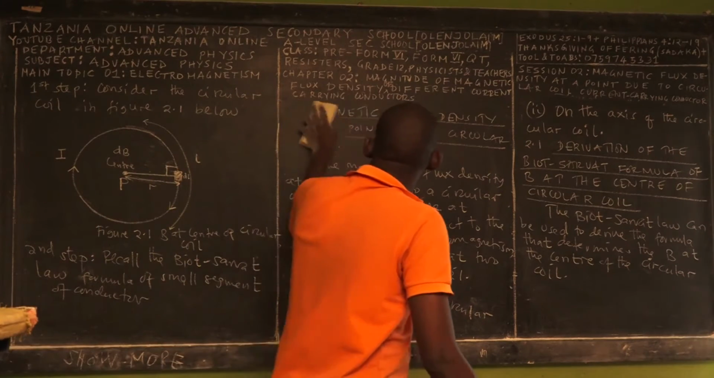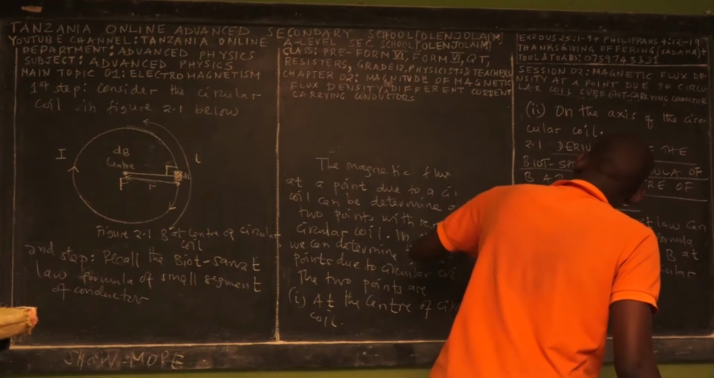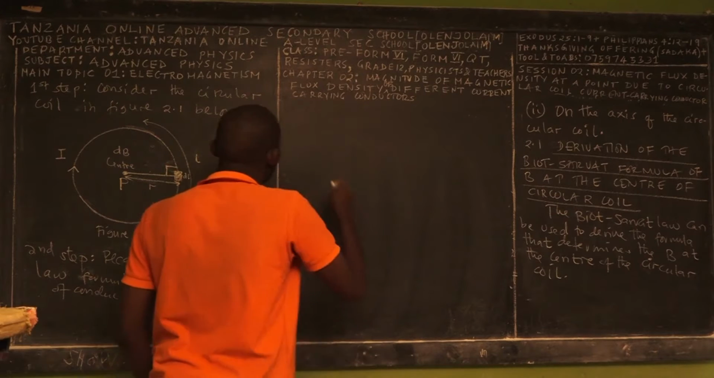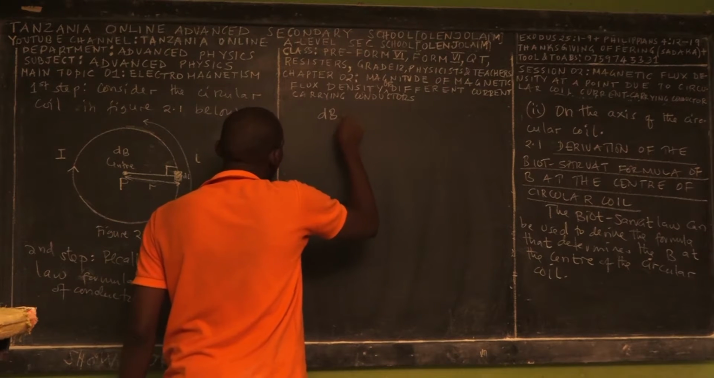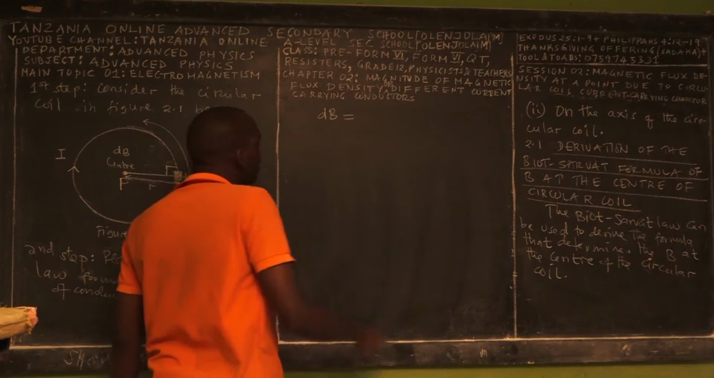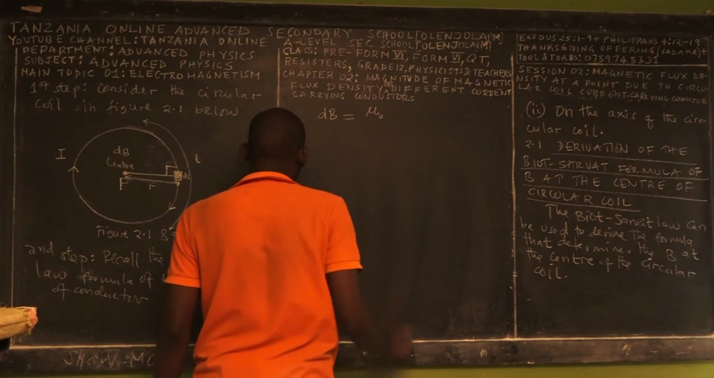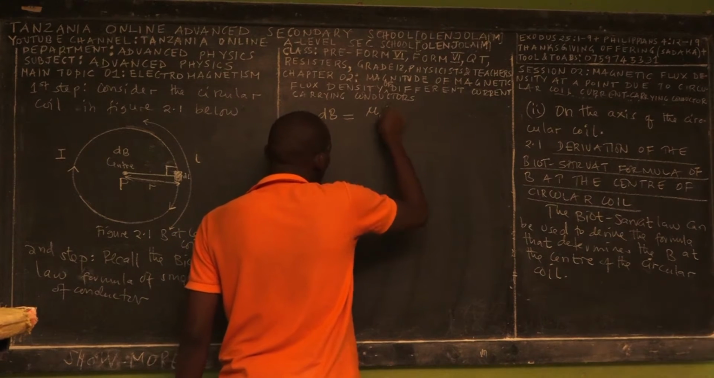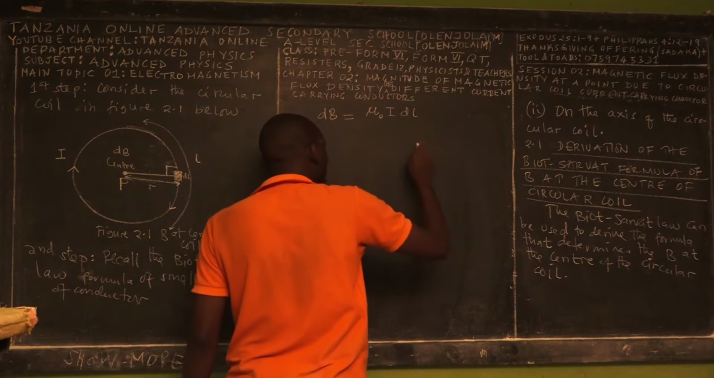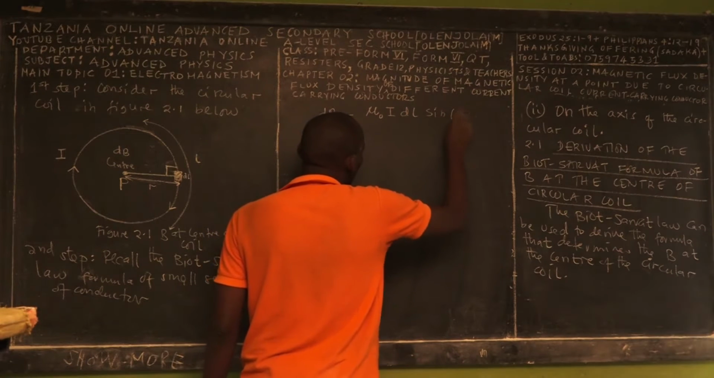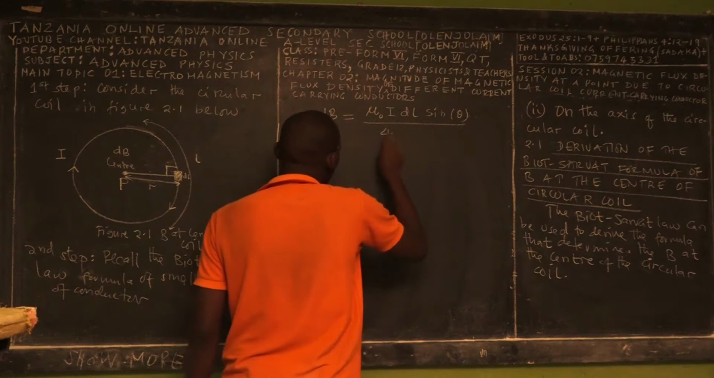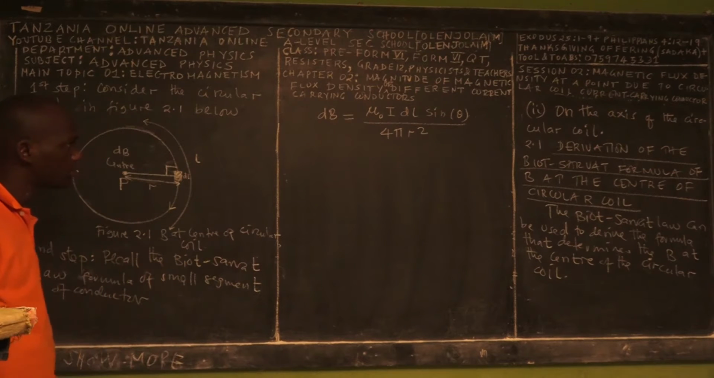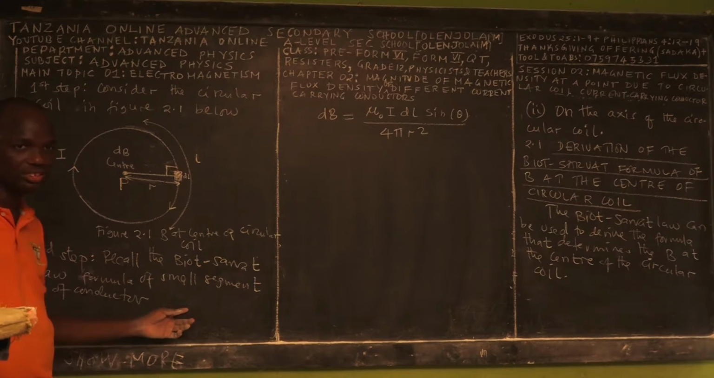The magnetic flux density at the point due to the small segment is delta B. This is equal to the permeability of free space, times electric current, times small change in length dl, times sine of angle theta, divided by 4 pi r squared. That is the Biot-Savart law of the small segment.